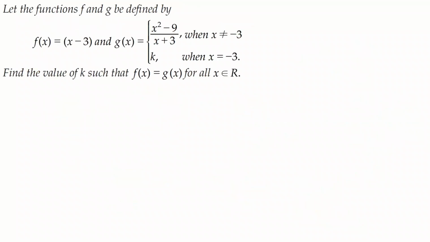Alright, okay. Next question. We're given two functions f and g such that f(x) is equal to x minus 3 and g(x) is defined in this way. Now the thing that I am focusing on again is that for this function g(x), if we take g(x) equal to this value, then we cannot take x equal to minus 3 over here, right? Because in that case the denominator will be 0 and division by 0 is not possible. So g(x) cannot have this value for x equal to minus 3. So that is why they have specifically defined some other value k when x is taking the value minus 3.